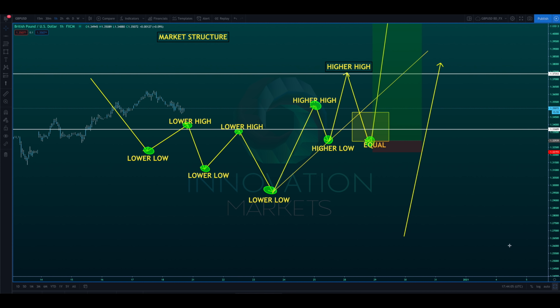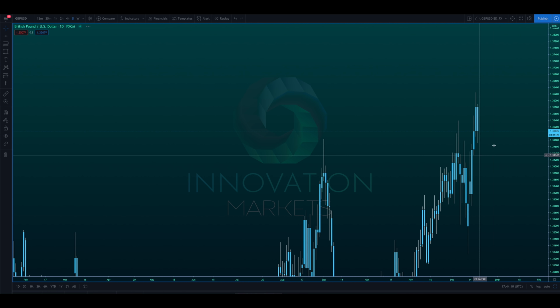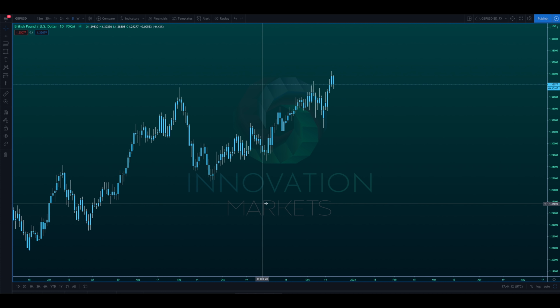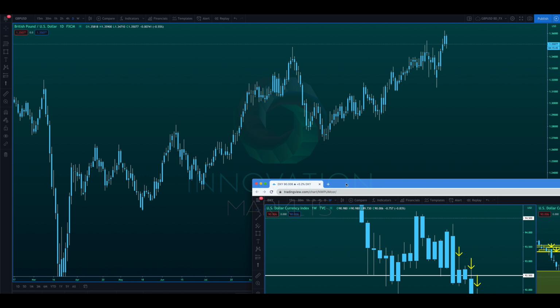I'm going to go to this chart I was using to analyze during the week. I'm just going to clear this off. So let's just go back here and have a look at what. Sorry guys, that was a mistake there. Let's just go back here and see what we can see on GBP USD.